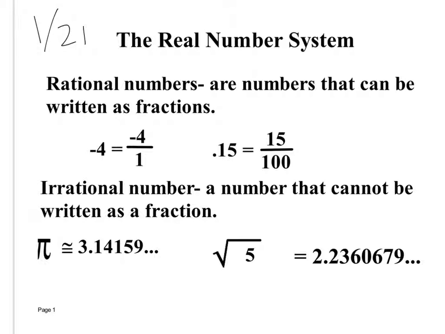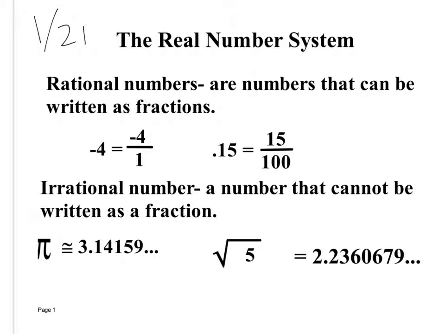a few. Numbers such as -4, can I write that as a fraction? Yes, I can write it over 1. 0.15, it's a decimal. This is a terminating decimal. I can write that as a fraction. We know how to write terminating decimals and repeating decimals as fractions. So terminating decimals and repeating decimals are rational numbers because they can be written as a fraction.